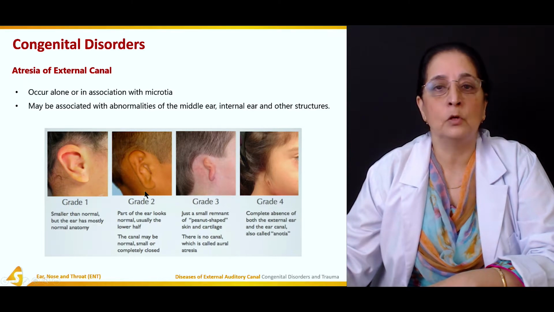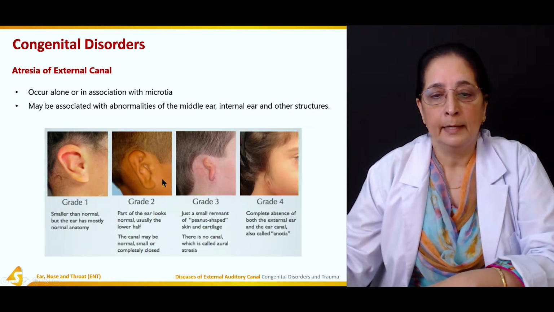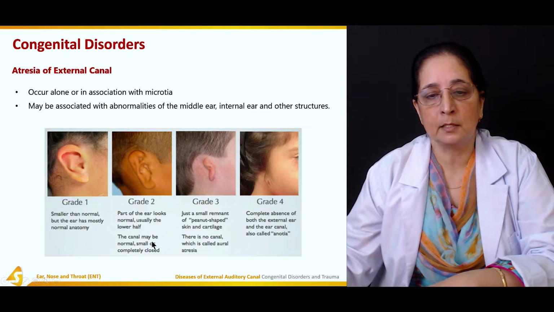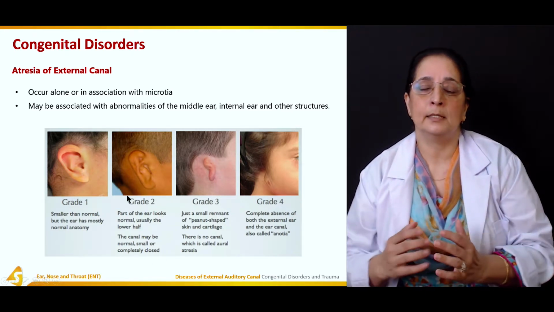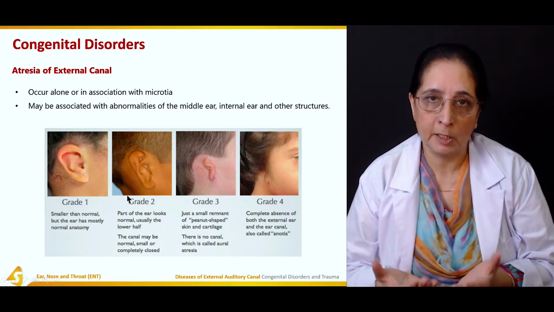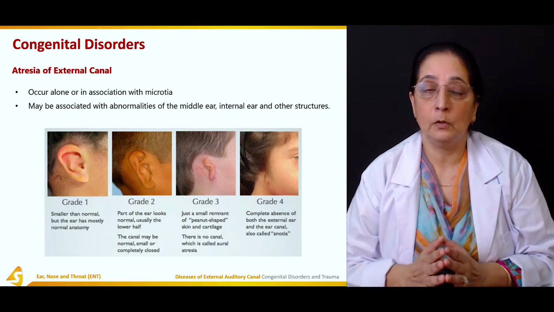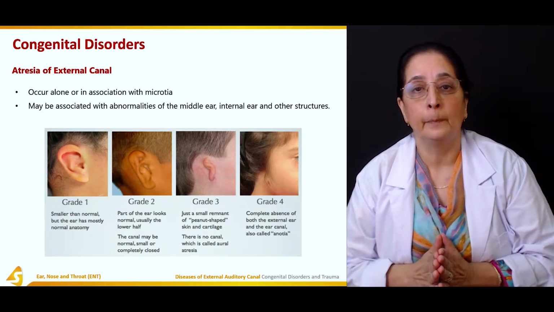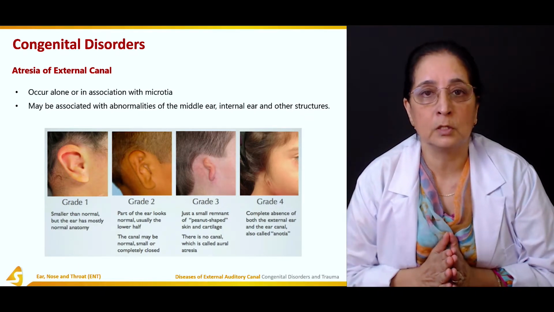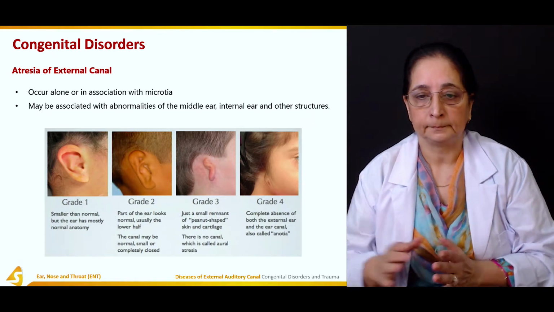The lower half looks more or less normal. The canal may be normal, small, or completely closed. So the external auditory canal may be small, may be normal, or it may be completely closed as well. So that's grade 2. The lower part of the ear looks more or less normal.